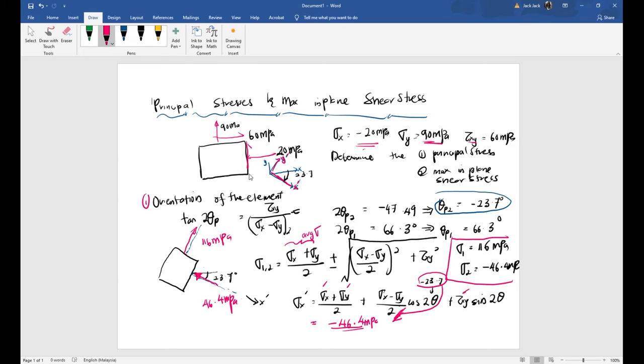Next we are going to discuss the maximum in-plane shear stress. Again, we just need to determine the value of theta s, and then draw the orientation of the element.